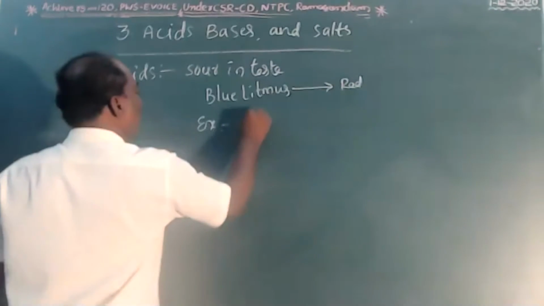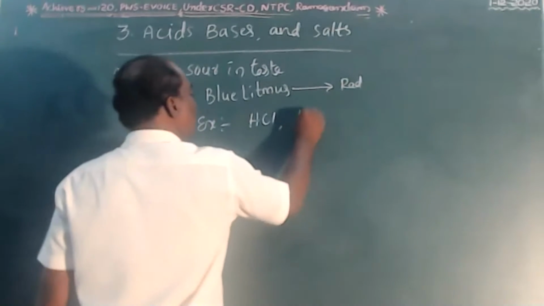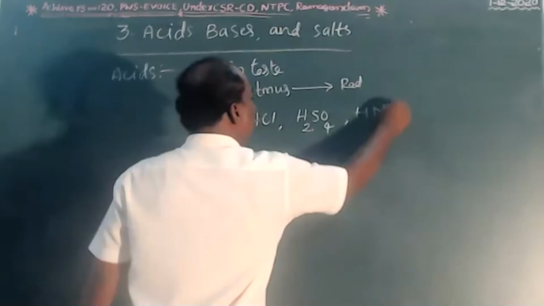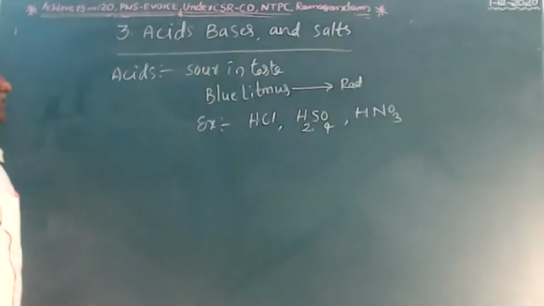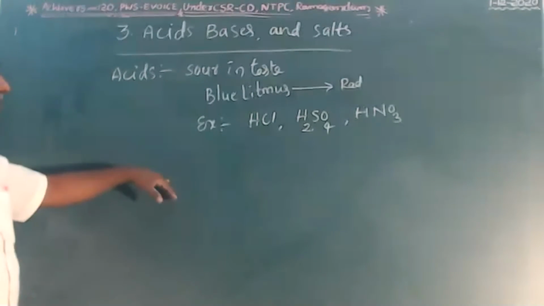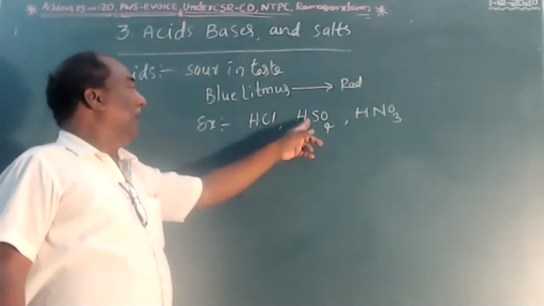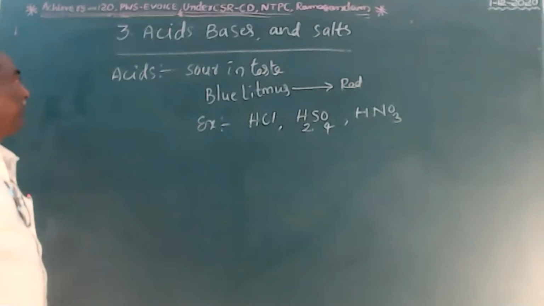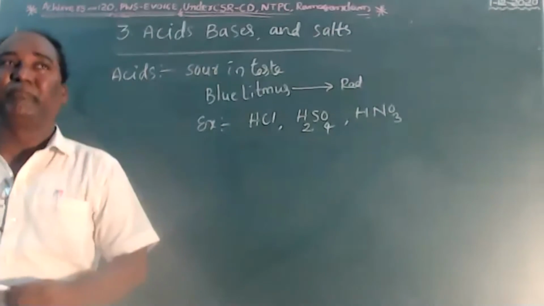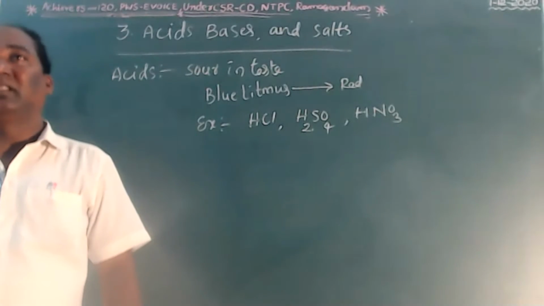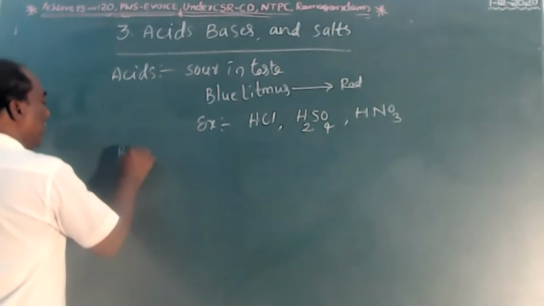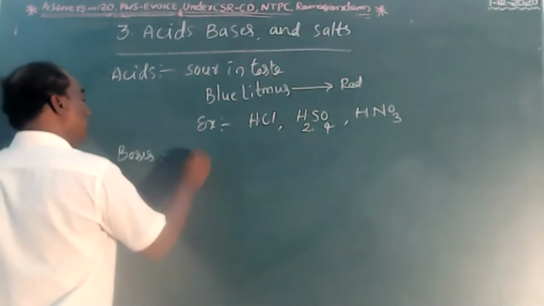Examples of acids are hydrochloric acid, sulfuric acid, nitric acid. Acids are sour in taste. They turn blue litmus into red. Examples of acids are HCl, H2SO4 and HNO3. And bases: bases are bitter in taste and soapy to touch. They turn red litmus into blue.